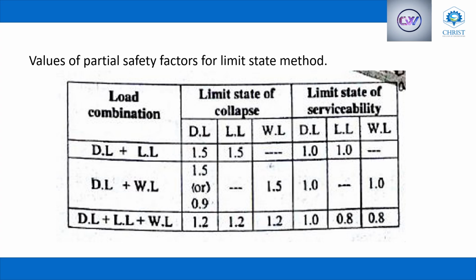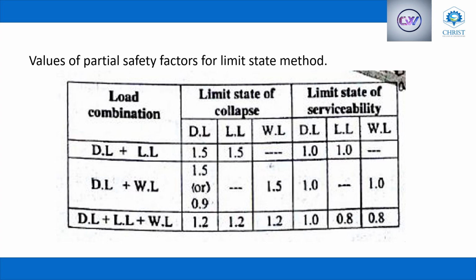Then when dead load and wind load or earthquake load are considered, in that case we again multiply with 1.5. Here it is 1.5 dead load plus 1.5 wind load. Here the constant 0.9 is not much used. In the limit state of serviceability, again we are using the constant 1. So for the combination of dead load and wind load, we use 1 dead load plus 1 wind load.